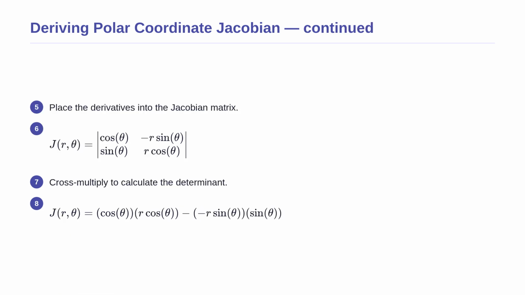Continuing with our derivation, we place these 4 partial derivatives into our Jacobian matrix. The top row contains the x derivatives and the bottom row contains the y derivatives. To find the true geometric scaling effect, we must calculate the determinant of this 2 by 2 matrix. We do this by cross-multiplying the top left term by the bottom right term and then subtracting the product of the top right and bottom left terms. This standard matrix operation is crucial because it captures exactly how the grid stretches and warps when we move from a world of straight lines into a world of circular angles and radii.